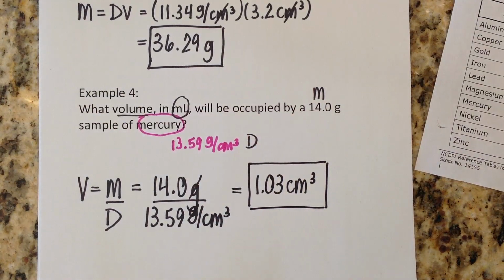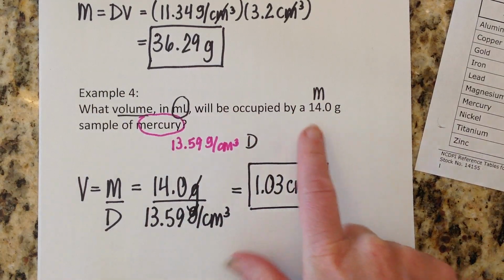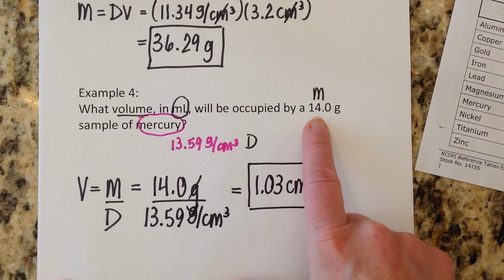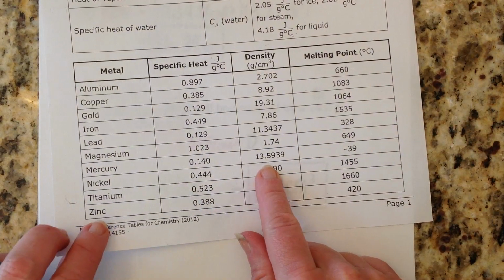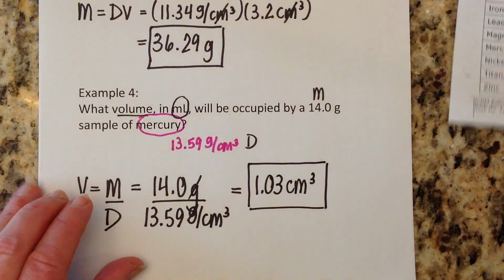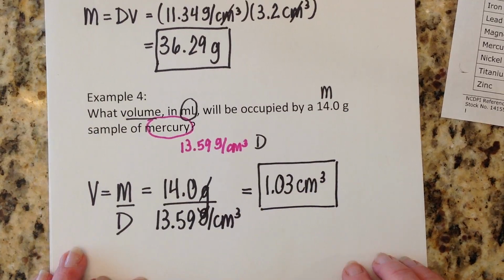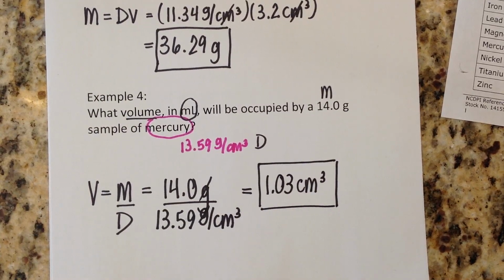And that makes sense because if the mass of it was 14.0 grams, we know that a cubic centimeter of mercury weighs 13.59. That's really close to 14, so it makes sense. My volume's just right over 1. It's always good to go back and look at a problem and ask yourself, does that make sense? That's also a great strategy for a multiple choice test.